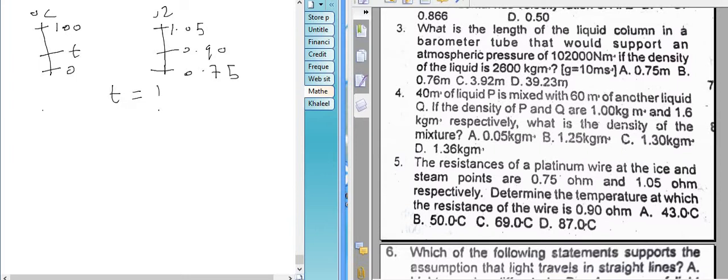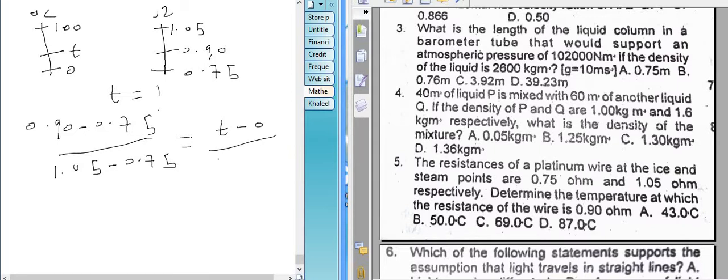So now let us start from this. So now let's take the middle point from the unknown, from the resistance line, that is 0.9. That 0.90 minus the lower point, which is 0.75, over, then we take the upper point minus the lower point again, 1.05 minus 0.75, is equal to, then we go back to our line of temperature. So we take the same value, that is for 0.90 we have T, then minus the lower point, which is 0, then all over the upper point, which is 100, minus 0 again.